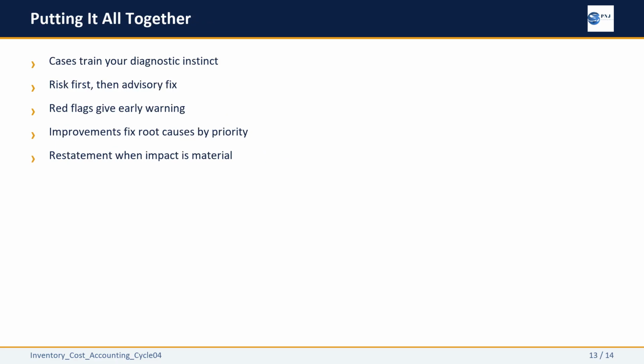Notice the pattern across everything we covered. Each case starts with a situation, names the specific risk to the numbers, then prescribes an advisory fix, and several of them flag a possible restatement when the impact is material. The red flags are the early warning version of those same failures, things you can spot before they compound. And the prioritized improvements are the permanent cure, sequenced so you fix the most damaging control gaps first. This is how a cost accounting advisor thinks, moving from symptom to risk to remedy.